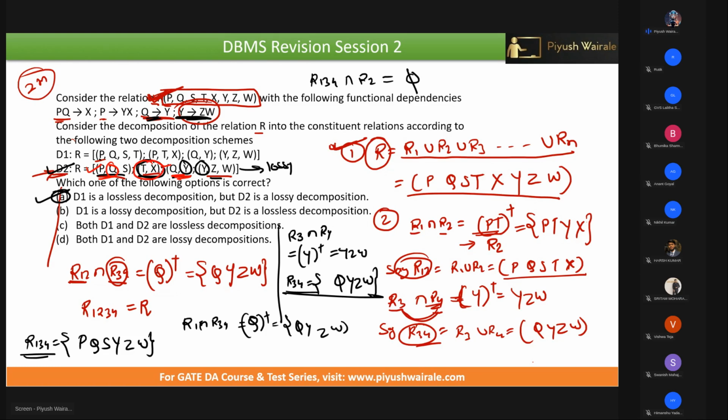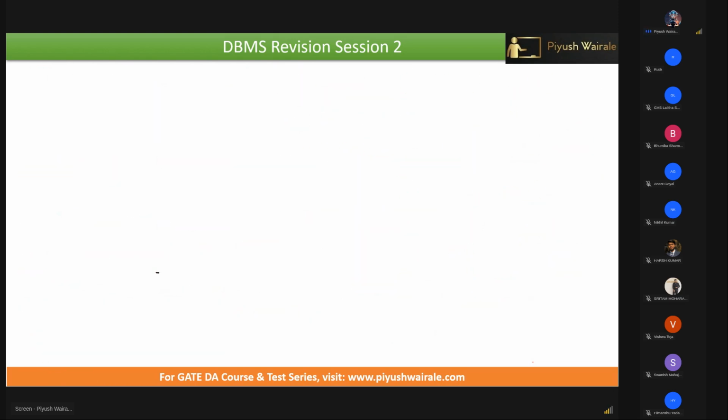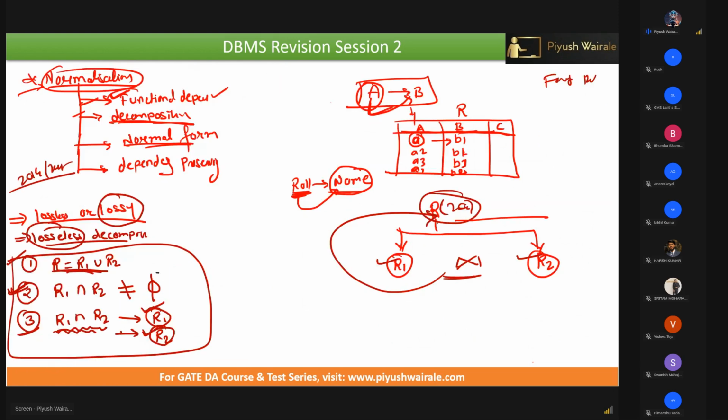You can take any two decomposed relations such that there is a common attribute. Okay. But at the last, we should be able to join all the attributes, like R1, 3, 4, like what we have done here. R1, 2, 3 equals R, like that. Okay. So this is regarding the lossy and lossless decomposition here. So this is about the decomposition form.